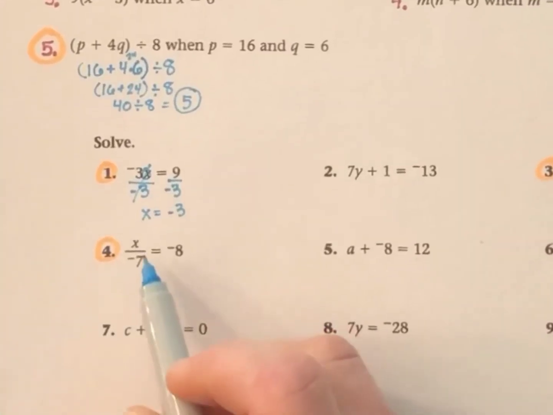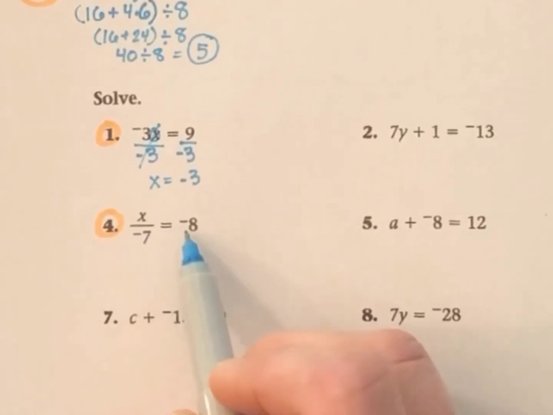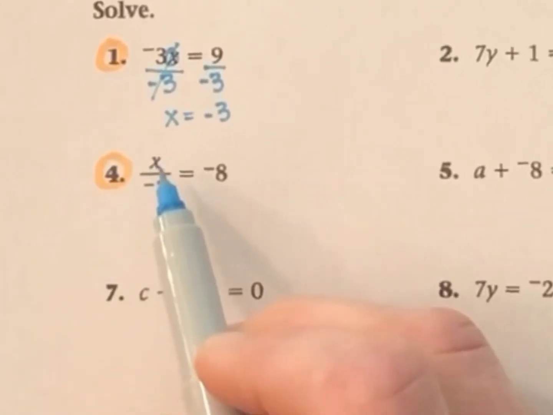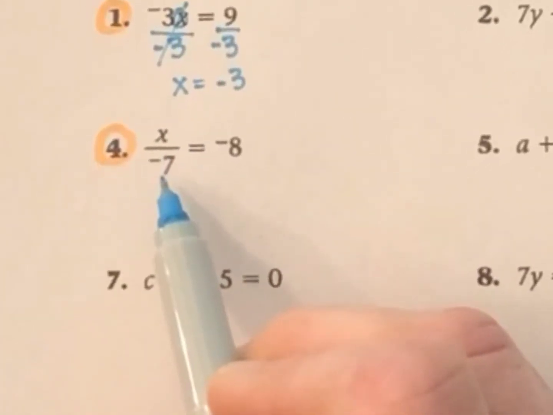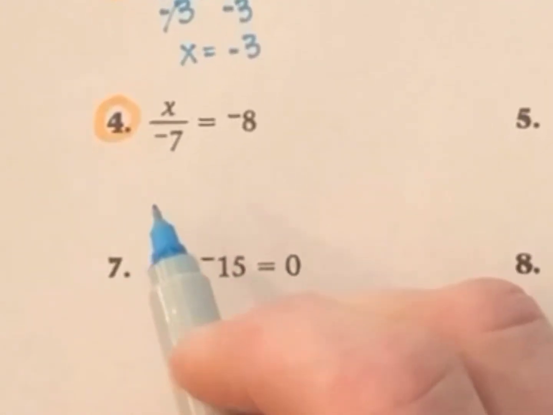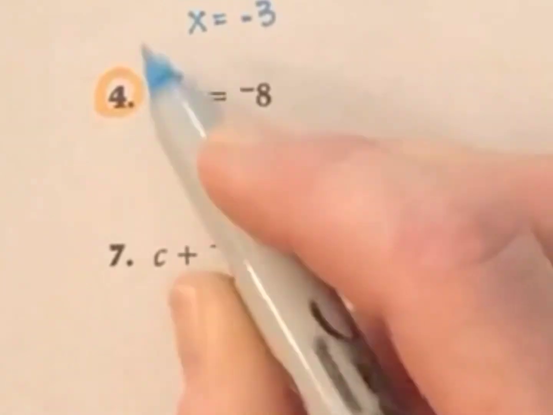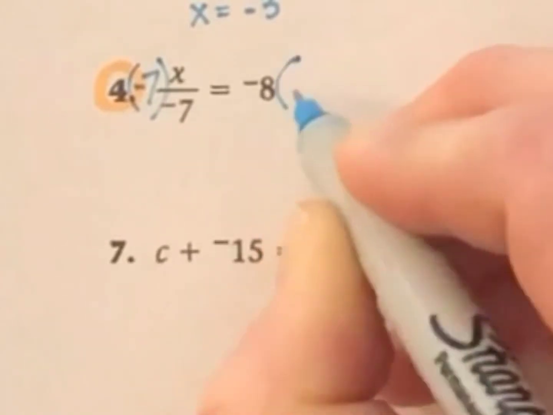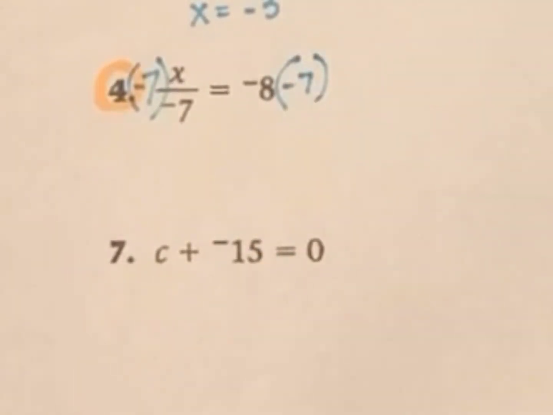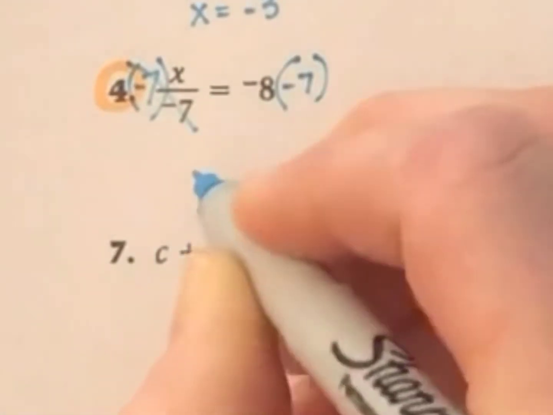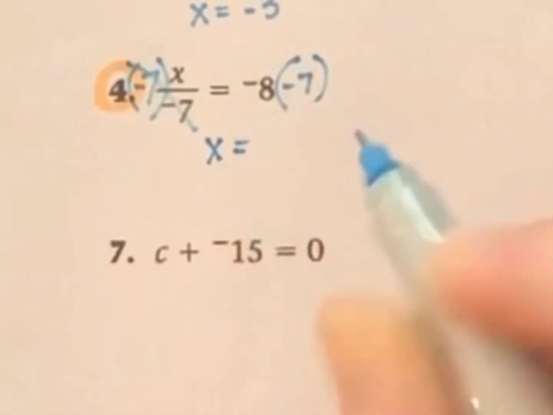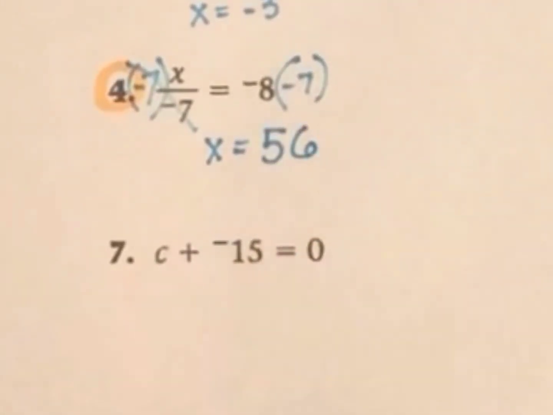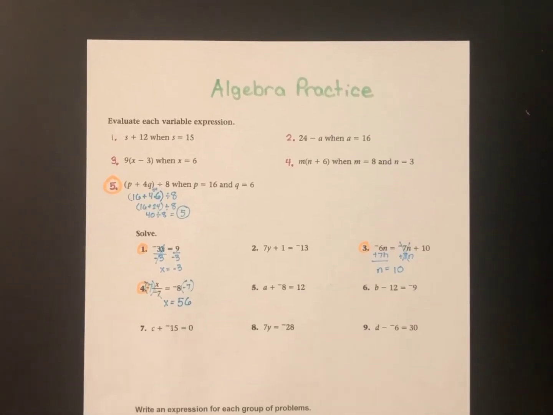Now to number 4. X divided by negative 7 equals negative 8. Again, I need to get the x all by itself. The opposite of divide by negative 7 is multiply by negative 7. And when I multiply that by negative 7, it cancels out. So I'm going to do negative 7 multiplied on that side and negative 7 multiplied on that side. That cancels out. I'm left with x equals negative 8 times negative 7 is 56. Done.